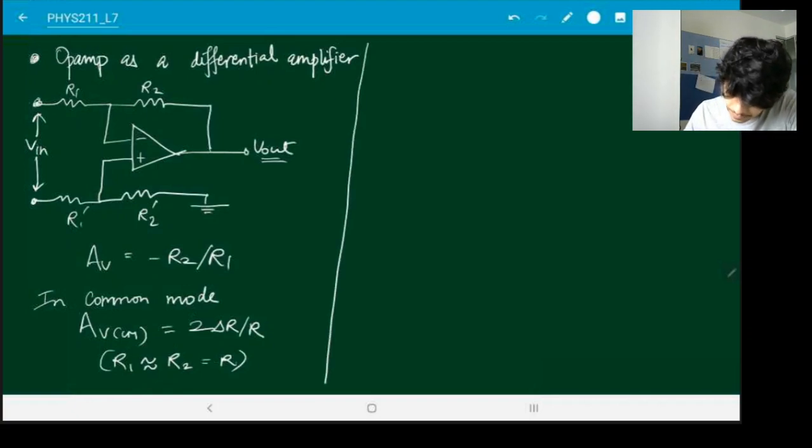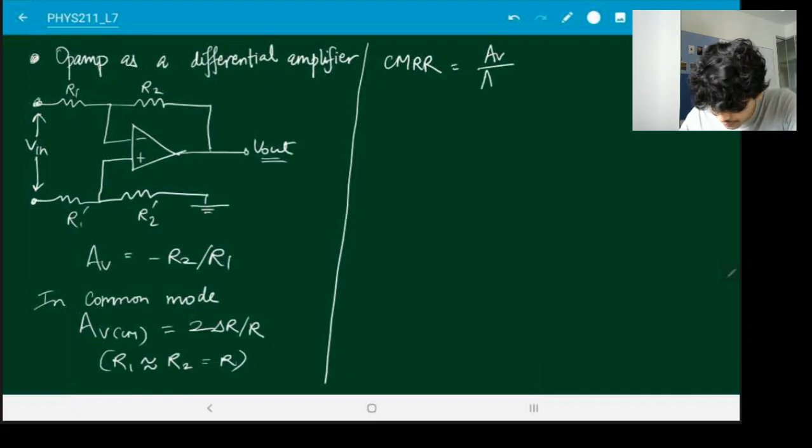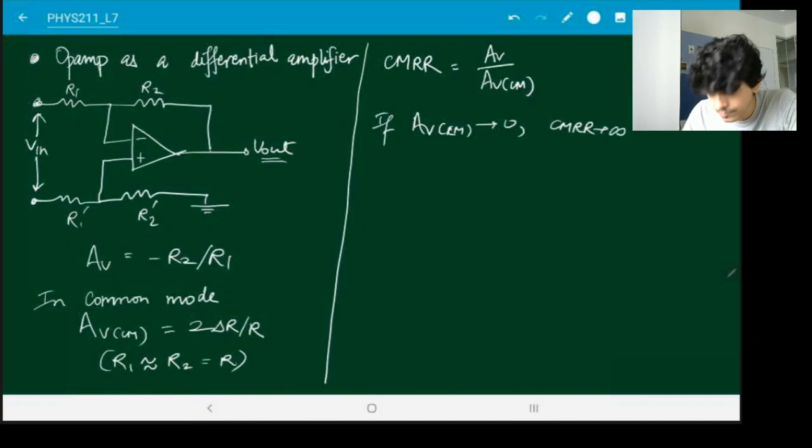And then the common mode rejection ratio, as we have seen before, is just the usual differential gain divided by the common mode gain. So if the common mode gain is very small, then the common mode rejection ratio goes to infinity. And that is what we want, and that is what we actually get from op-amp circuits. Okay.